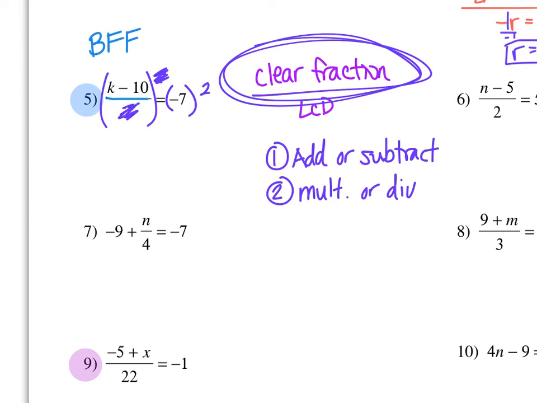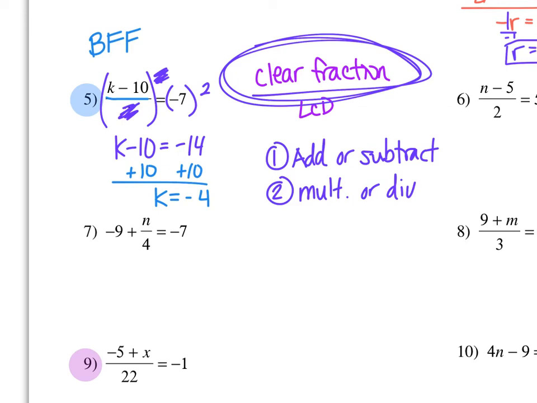That just gives us k minus 10 equals, and then negative 7 times 2 on the right side is negative 14. And then to get rid of this negative 10, I'm going to add 10 on both sides. Equals, and negative 14 plus 10, they have different signs. We're going to subtract. Keep the sign of the larger number. Gives us negative 4. So number 5 is k equals negative 4.